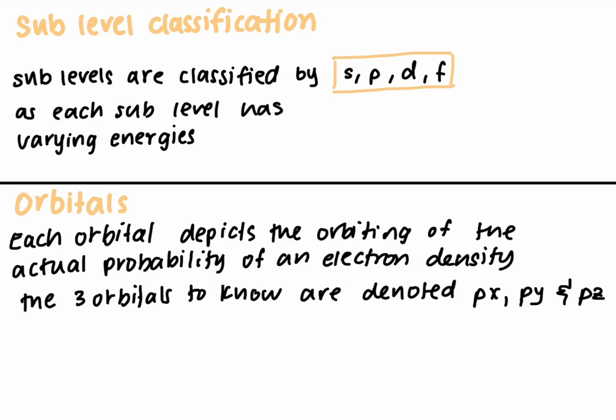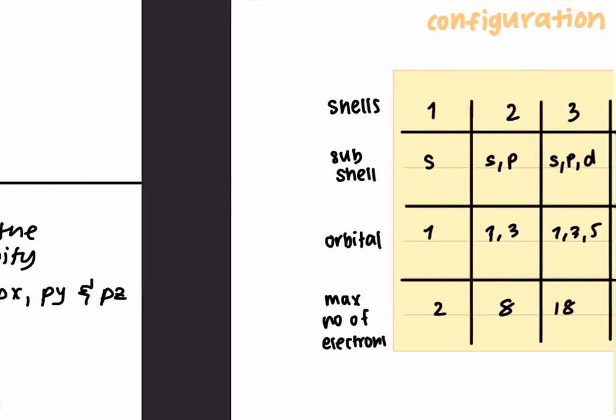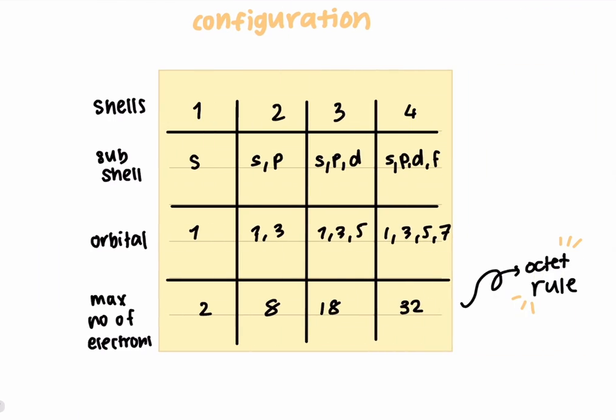Basically what this means is you have the nucleus, and around the nucleus you have orbits of electron densities, and these orbits are known as orbitals, and they are denoted by px, py, and pz. These are the 3 things you need to know. There will be another video on orbital shapes, which will give you a better understanding of what we mean by orbitals. So this is the full overview of the electron configuration.